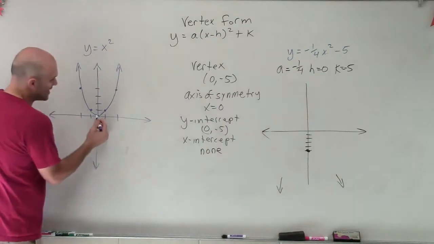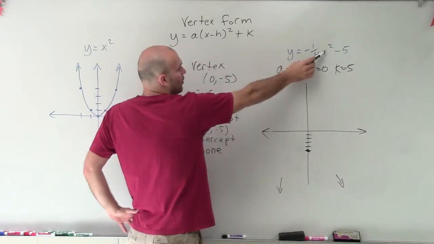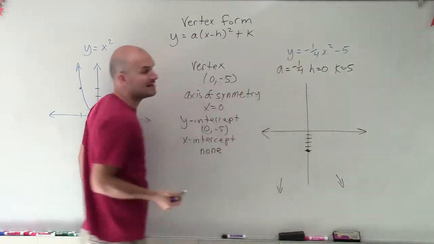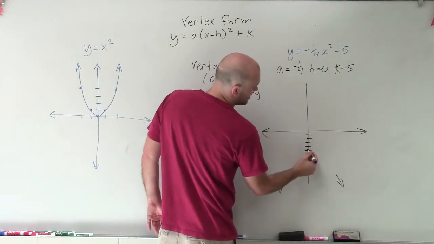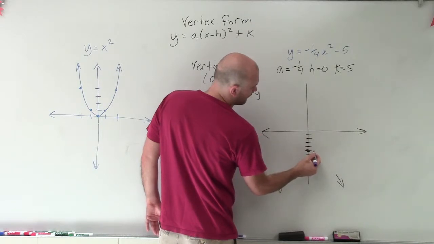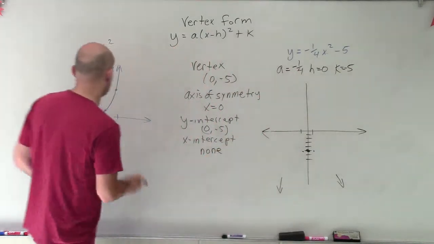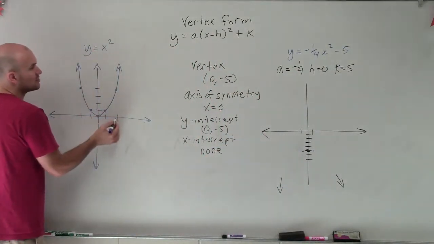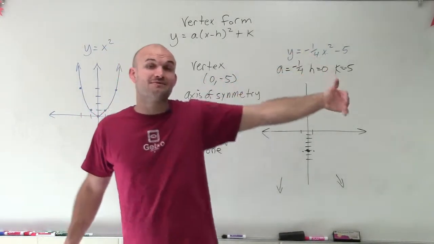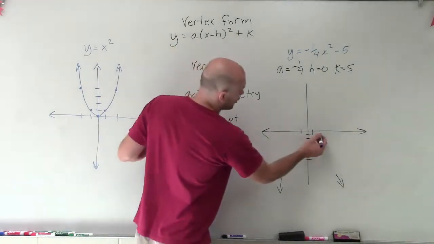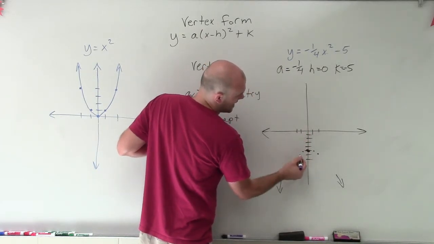Sounds fun, right? So if I go over 1, I go up 1 for the parent graph. But now if I go over 1, if I take 1 and I square it, now I'm going to multiply by 1/4. That means I'm going to go down 1/4. So going over 1, I'm now going to go down 1/4. When I go to the left 1, I'm now going to go down 1/4. And then let's do 2. If I do 2 in the parent graph, 2 squared is 4. But now I'm going to multiply that number by 1/4. So 4 times 1/4 is just going to be 1. So now when I go over 2 units, I'm actually going to go down 1. Go left 2 units, I'm actually now going to go down 1.